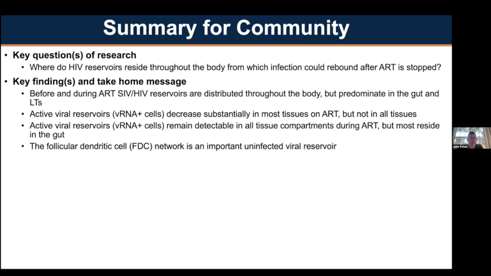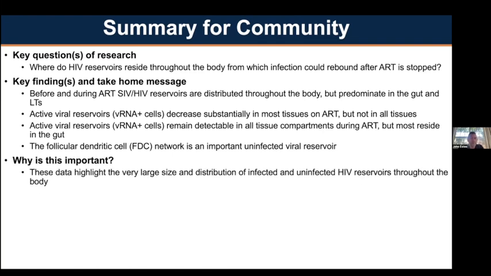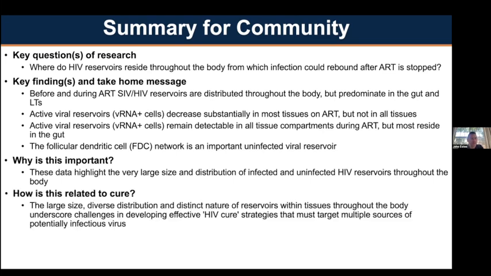And then I'm going to talk a little bit about a unique and understudied uninfected cellular reservoir called a follicular dendritic cell network. And I'll talk about the importance of this uninfected cell reservoir in the context of storing, for long periods of time, potentially infectious viral particles. Why is this important? These data highlight the very large size and distribution of infected and uninfected HIV reservoirs throughout the body. And the large size, diverse distribution, and distinct nature of HIV reservoirs within tissues throughout the body underscore challenges in developing effective HIV cure strategies that must target multiple sources of potentially infectious virus.